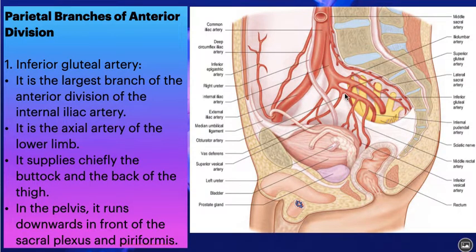Parietal branches of the anterior division. In the anterior division, we have the parietal and the visceral. The parietal arteries are, first, the inferior gluteal artery. It is the largest branch of the anterior division of the internal iliac artery. It is the axial artery of the lower limb, chiefly supplying the buttock and the back of the thigh. In the pelvis, it runs downwards, in front of the sacral plexus and the piriformis muscle.